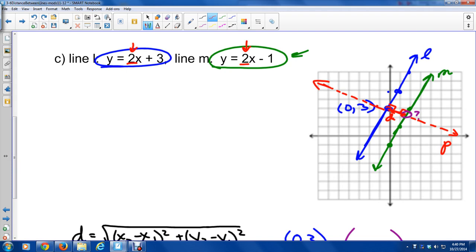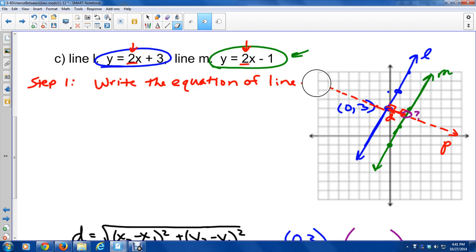So that was a lot of talking to get to my first step, but hopefully I gave you a goal of what we're getting to. Step one is going to be actually to write the equation of line P, or I'm calling it P, whatever you called that line that's going through that distance or containing that distance. I'm going to do a little bit of thinking right now.